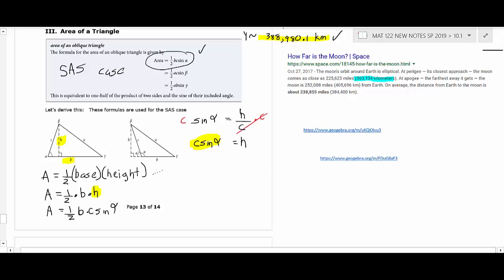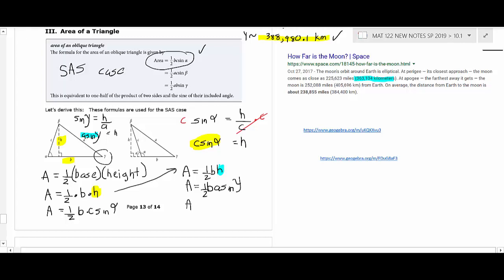The other thing you could do is take this same formula: area is 1/2 base times height. We could look at this right triangle, and then the sine of gamma would be equal to the side opposite, which is H, over the hypotenuse, which is A. So you would get H equals A sine gamma. And then this could be plugged in for H. So what you would get is area equals 1/2 B A sine gamma.